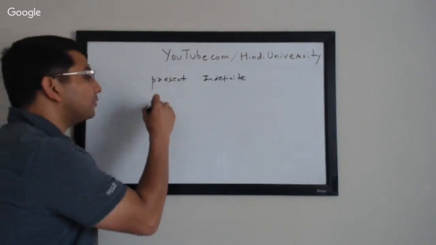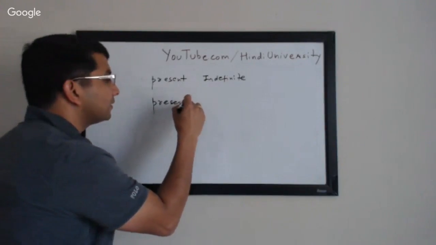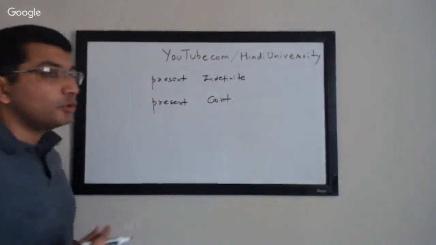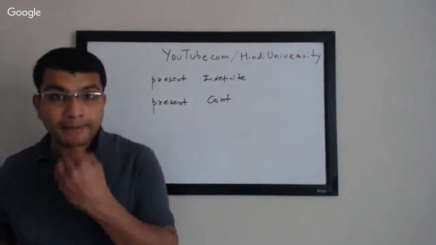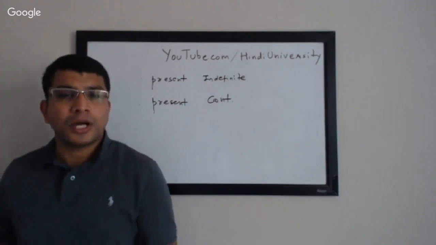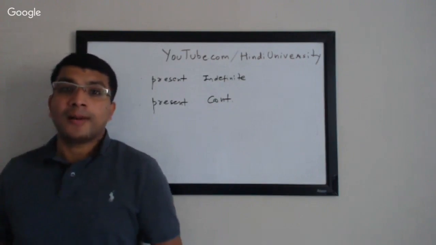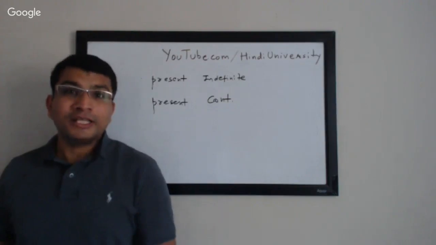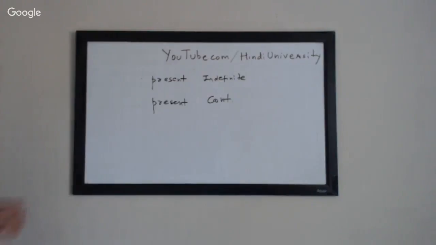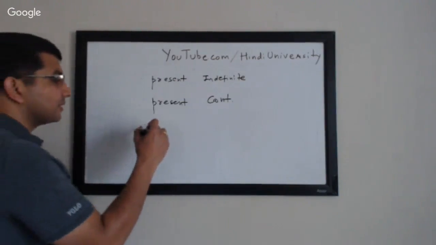We also spoke about present continuous tense, which means that you're doing something presently, such as main bol raha hu, I'm speaking. Main padha raha hu, I'm teaching. Main chal raha hu, I'm walking. Or main dekh raha hu, I'm watching. All those are the present continuous.